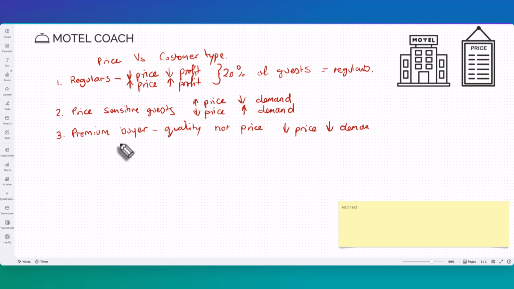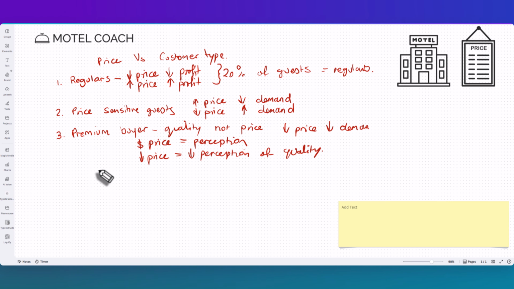One of the factors with a premium buyer, because they're looking at quality, is that price equals perception. So decreased price equals decreased perception of quality. So when you decrease your price, your premium buyers just looking for good quality accommodation, you're going to reduce the demand. So decrease price equals decrease demand.